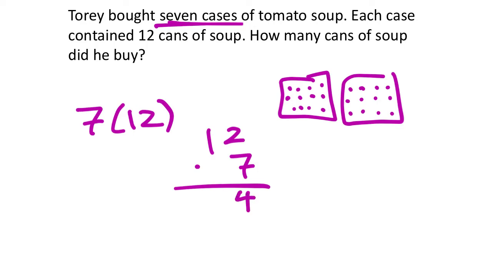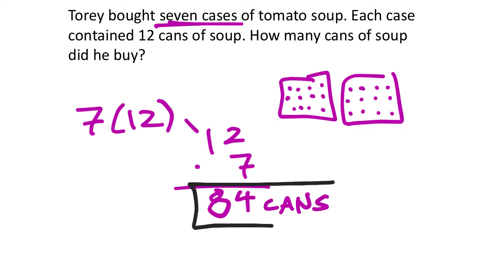7 times 2 is 14, carry the 1. 1 times 7 is 7, but we need to add that 1 onto that 7, so that's going to make that 84. Now again, just with problems like this, if you're doing it by hand, it's saying how many cans of soup. The answer is not just 84. You need to label that. And just putting cans is okay. You can put cans of soup if you'd like, but make sure there's a label on that.